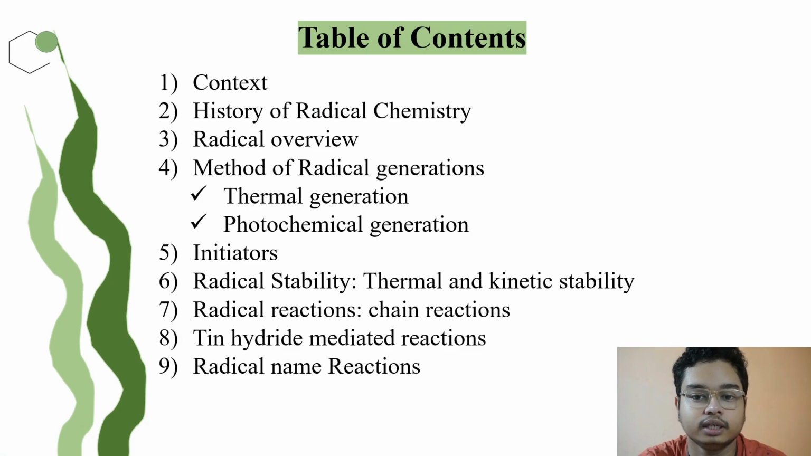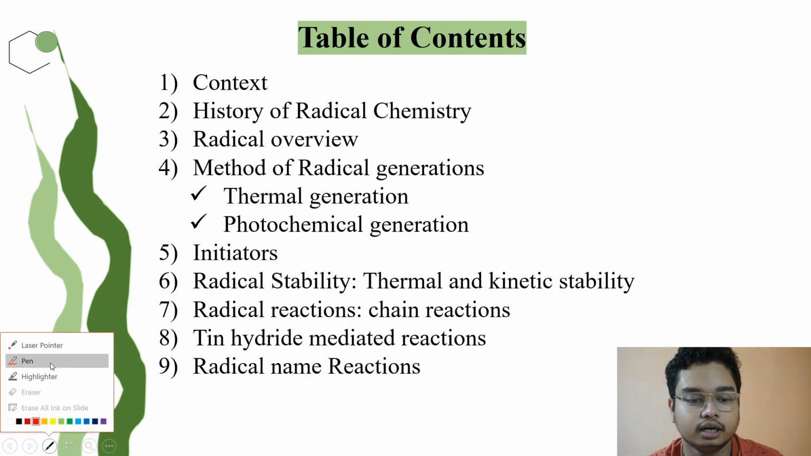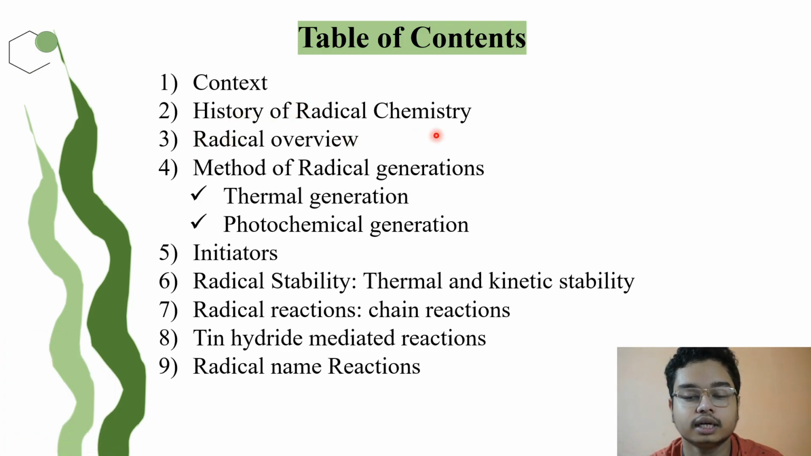But before that, we discuss what we will cover in the subsequent 6-7 classes. First, we'll give a little bit of context of radical chemistry. Then we talk about the history of radical chemistry, and how the field came into organic chemistry. Then a little bit of overview of radicals, and how a radical is different from carbocations, carbanions and other things. And then we discuss the methods of radical generation.